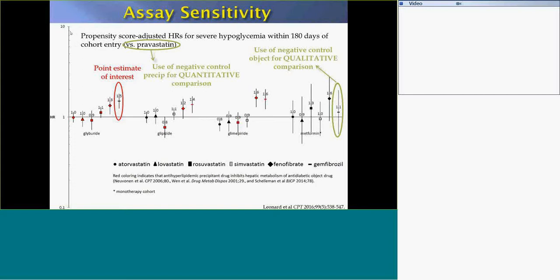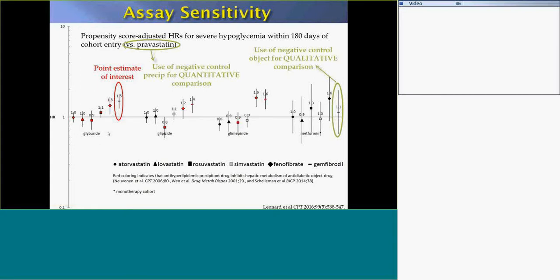So just to orient you to what's here, this was a cohort study looking at different object drugs, glyburide, glipizide, and glimepiride, and concomitant use with different antihyperlipidemic drugs, which are represented by each of the different shapes here, and really looked at the hazard ratio for serious hypoglycemia within 180 days.